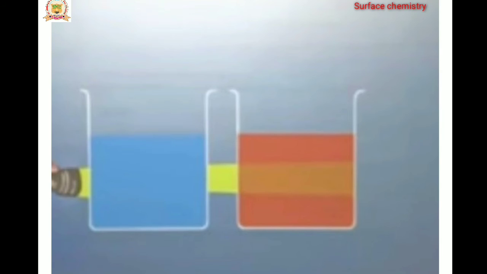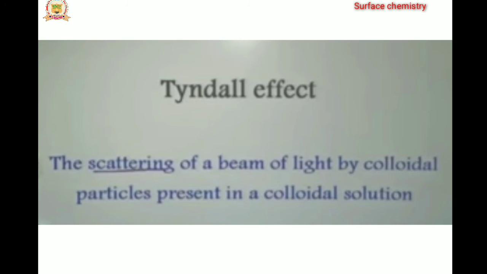forest area. Then how to find out the true solution and the colloidal solution? By passing the torch light through the solution, the scattered light appears very visible in the colloidal solution. Because the particle size in colloid is more, the scattering of light is more in colloids. So the Tyndall effect is more in colloids. Tyndall effect means the scattering of a beam of light by colloidal particles present in a colloidal solution, called Tyndall.